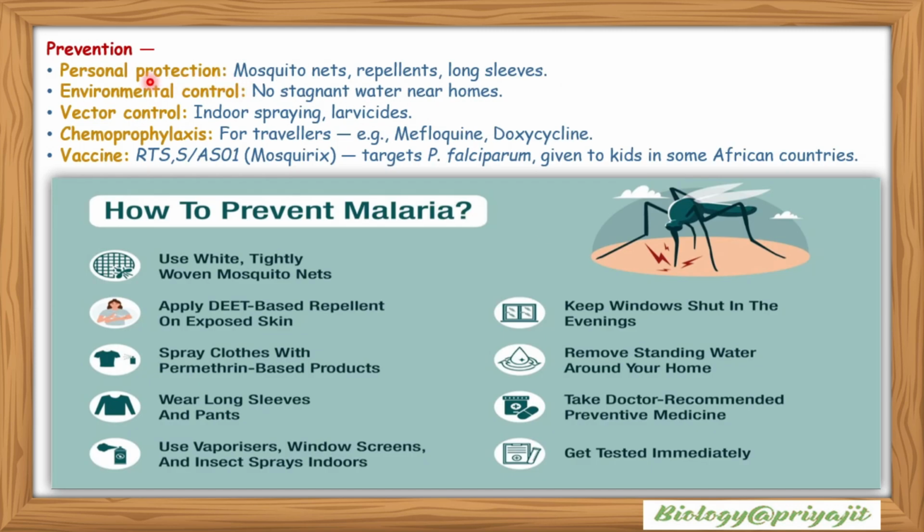Prevention. Personal protection: mosquito nets, repellents, long sleeves. Environmental control: no stagnant water near homes. Vector control: indoor spraying, larvicides. Chemoprophylaxis for travelers, for example mefloquine or doxycycline. Vaccine: RTS,S/AS01 or Mosquirix, which targets Plasmodium falciparum, given to kids in some African countries.